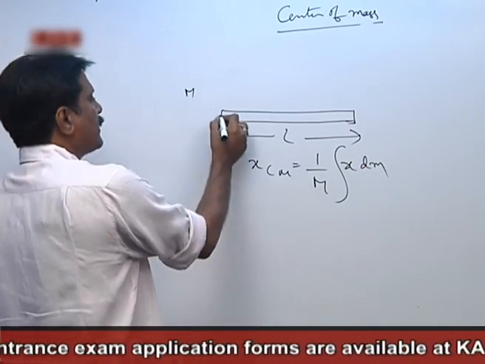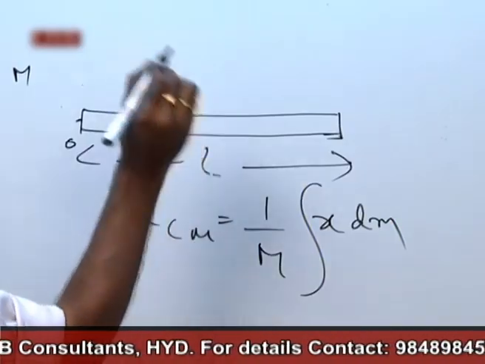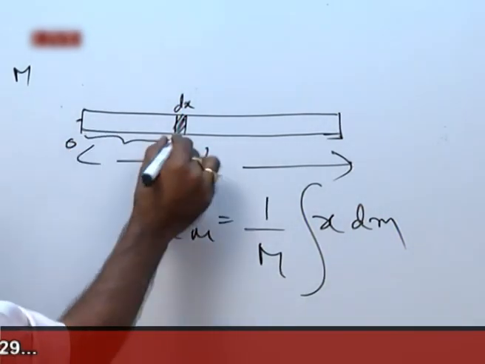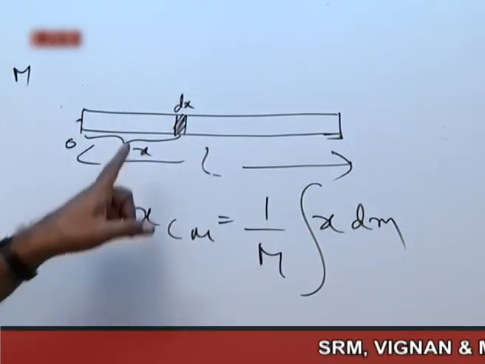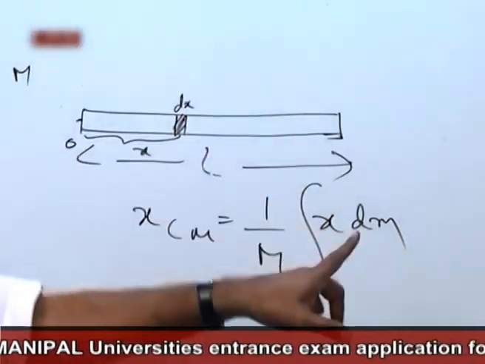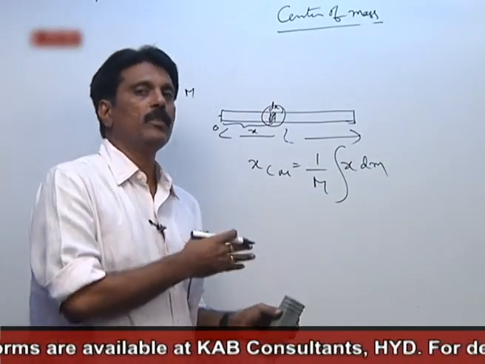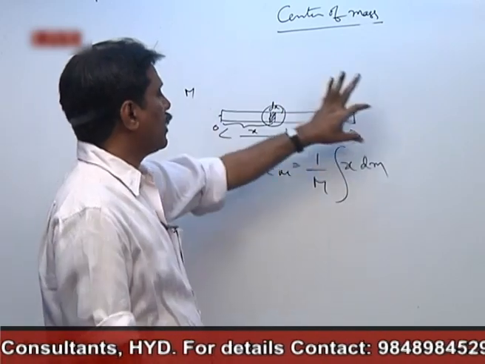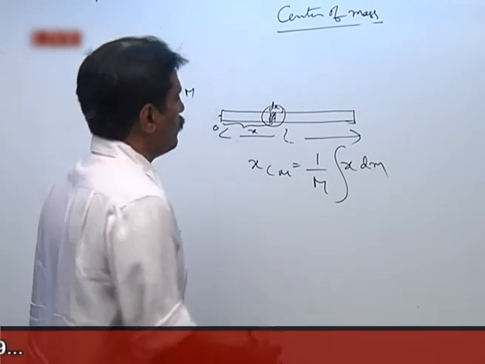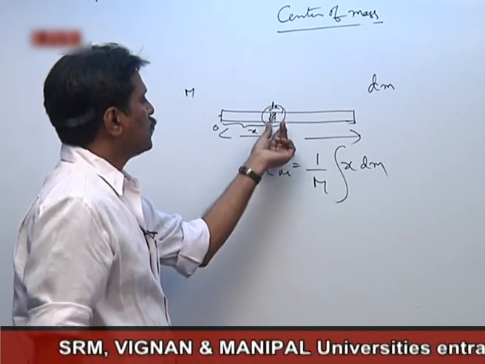For this, you take this as origin, and choose an element here of thickness dx. So this element has thickness dx, which is at a distance x from the origin. Always follow this procedure only. Select an element dx and find its mass. Mass of this element is dm. So, the first step for finding center of mass for extended objects while applying this formula is finding dm. dm is the mass of the element we have chosen here.